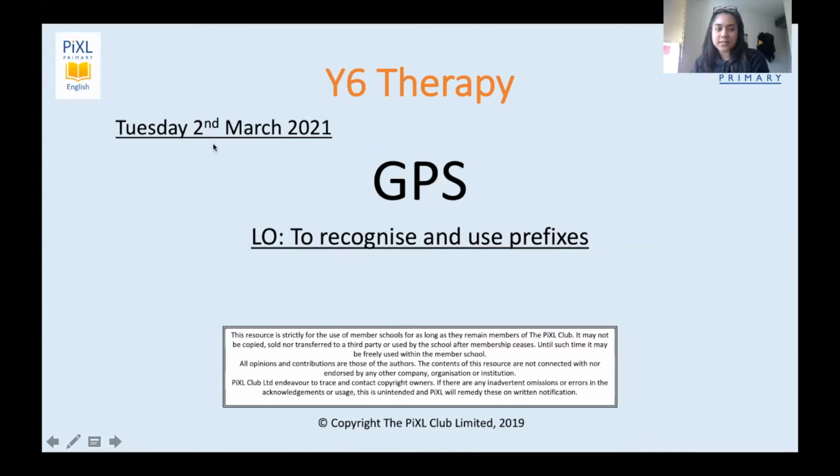Okay, so today is Tuesday, the 2nd of March, 2021, and today our learning objective is to recognise and use prefixes. So we all know what a prefix is, but we are going to go over this anyway.